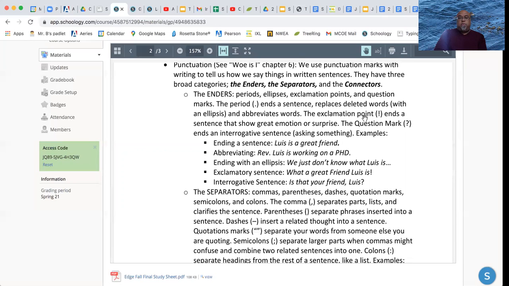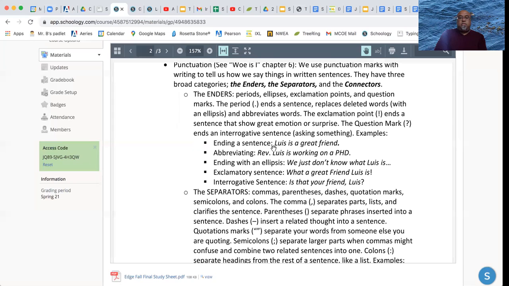The exclamation point ends a sentence that shows great emotion or surprise. It doesn't say what the emotion is, so it could be happy, angry, sad. It just shows that there's great emotion. The question mark, which looks like this, ends an interrogative sentence that's asking something. Let me give you some examples.